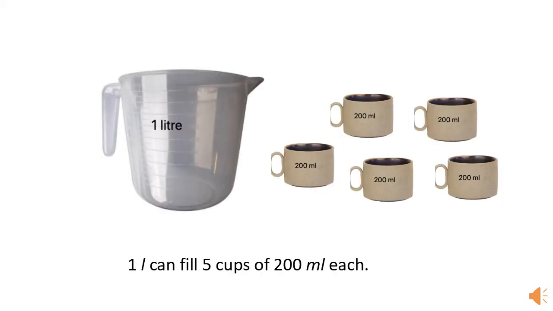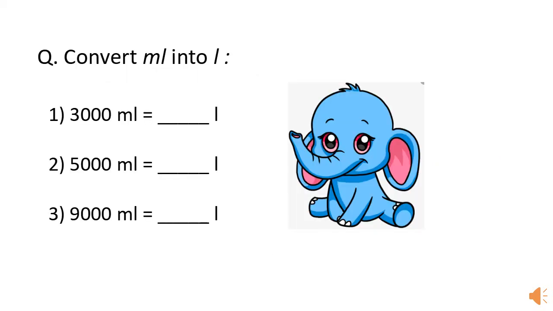Now answer this question: how many cups of 200 milliliter can be filled with 1 liter? It means you need to think 200 into how much is equal to 1000 milliliters, that is 1 liter. Okay, so 200 into 5, when you do it, it comes to 1000. So 5 cups can be filled.